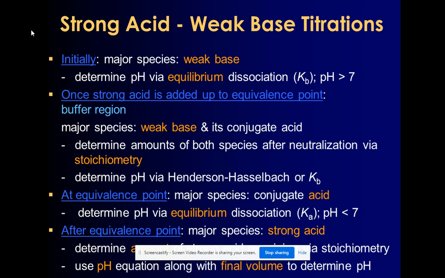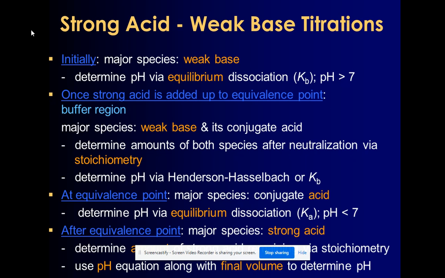At the equivalence point, you will have consumed all of your strong acid and your weak base. So the only thing that will be present that will influence the pH will be your conjugate acid. You'll have to determine the concentration of that conjugate acid and then use the Ka expression for that conjugate acid to determine the pH. The pH should have been decreasing gradually up to the equivalence point, but once it reaches that equivalence point, it should be acidic.